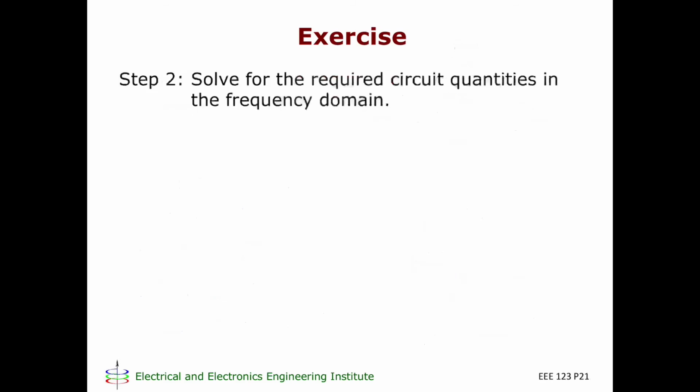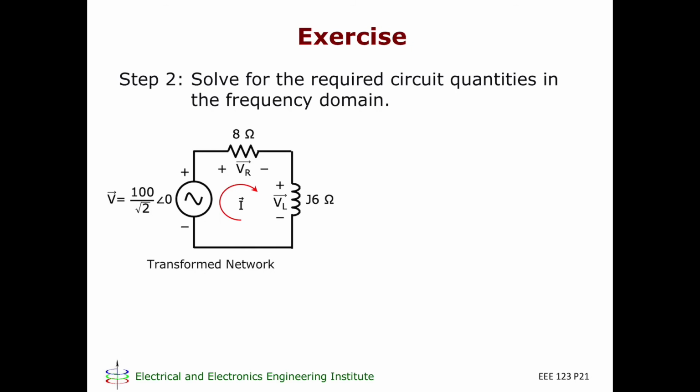So that's step 1. So step 2, I now need to solve for the required circuit quantities in the frequency domain. So I redrew here my transformed network. What do I have to solve for? I have to solve for I, and I also have to solve for VL, because my unknowns are is(t) and vL(t). So from KVL, I know that V is equal to VR plus VL.